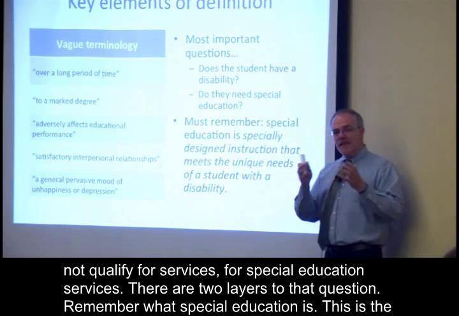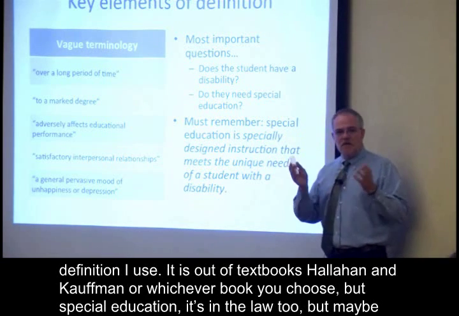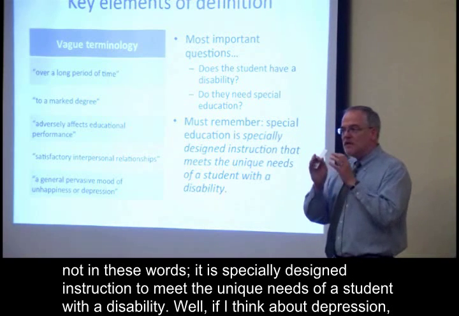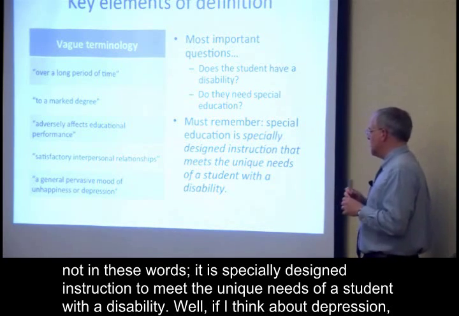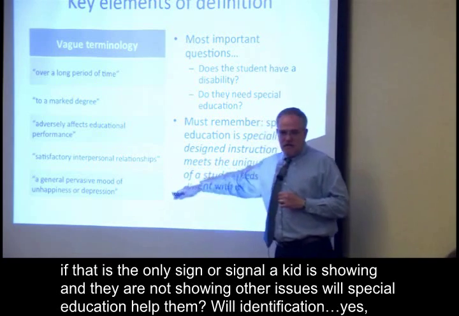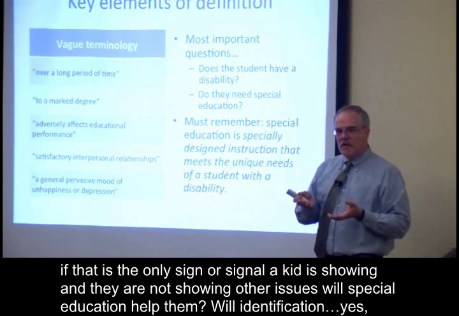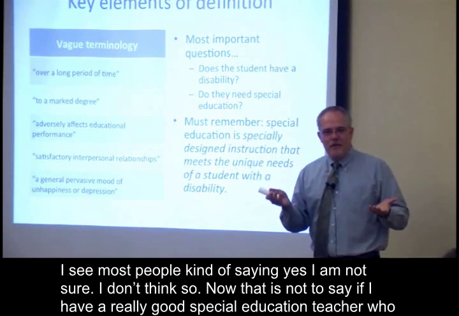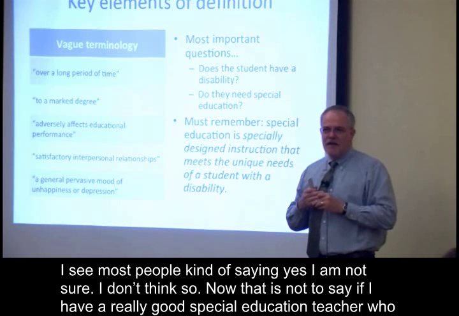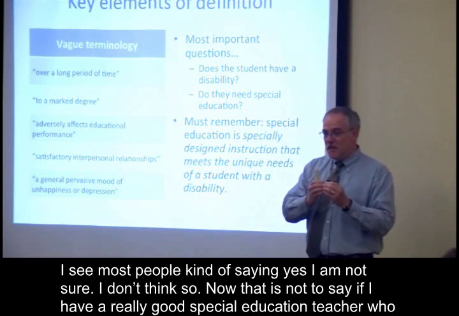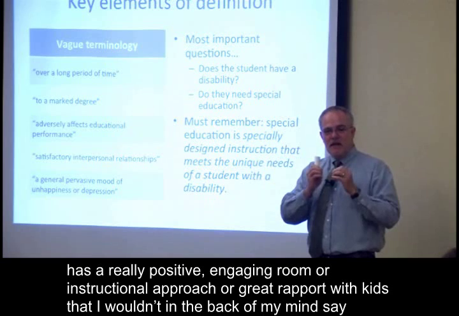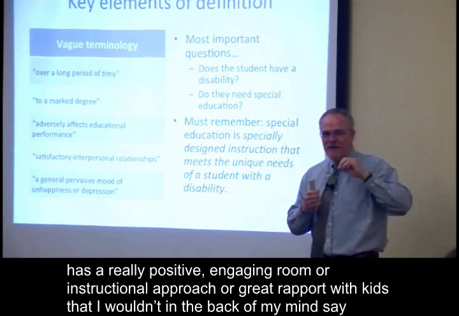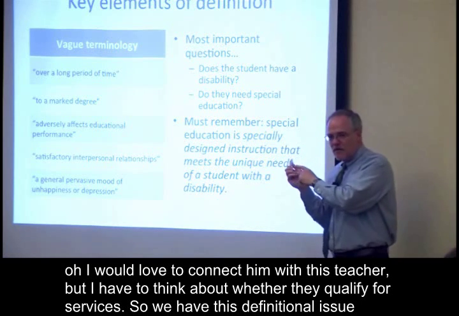And remember what special education is. And this is the definition I use. It's out of textbooks, Hallahan and Kaufman, or whichever book you choose. But special education, it's in the law too, but maybe not in these words. It's specially designed instruction to meet the unique needs of a student with a disability. Well, if I think about depression, if that's the only sign or signal a kid's showing, they're not showing other issues, will special education help them? Will identification... yeah, I see most people kind of saying, yeah, I'm not sure. I don't think so. Now, that's not to say if I have a really good special ed teacher who has a really positive, engaging room or instructional approach or great rapport with kids, that I wouldn't, in the back of my mind, say, oh, I'd love to connect him with this teacher. But I've got to think about whether they qualify for services.